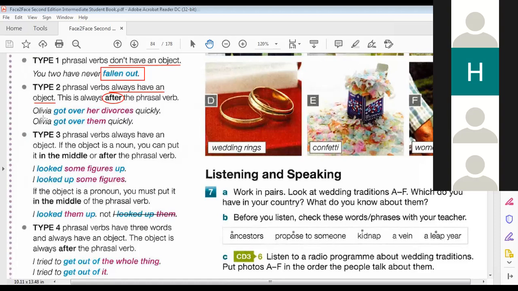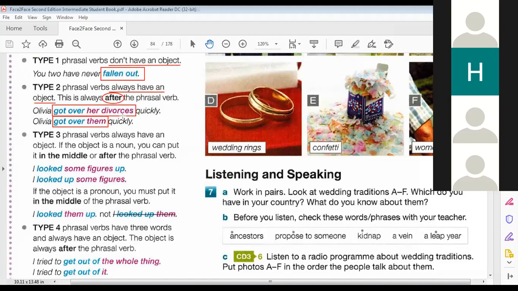So you can say, Olivia got over her divorces quickly. Olivia got over them. So you can see that got over is the phrasal verb, and her divorces is the object. And here we changed the object into an object pronoun, them. So this is type number 2. Now let's take a look at type number 3.